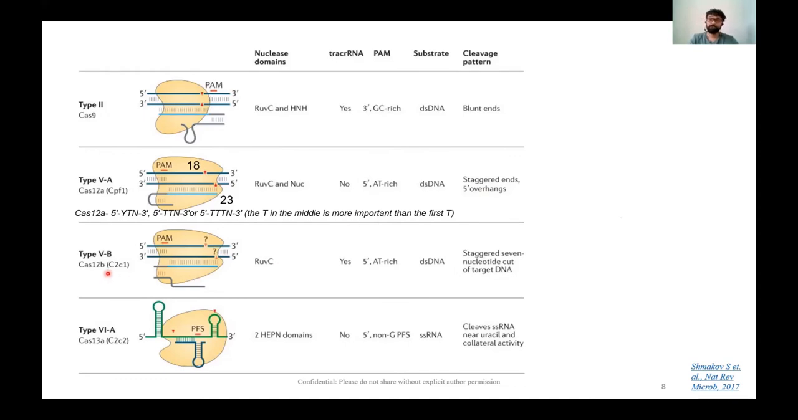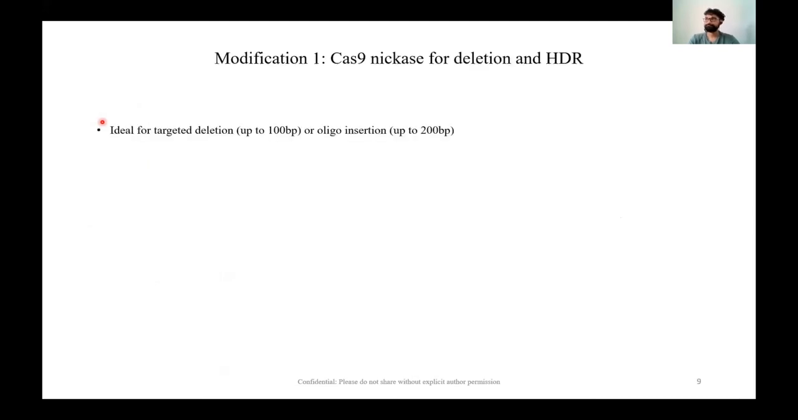Then you have Cas12b, which only has one domain, right? Which means that if it binds, it will only cleave the non-targeting strand. So RuvC basically cleaves the non-targeting strand. The substrate is also double-stranded DNA. And then there's Cas13a, and there have been tremendous updates in the field. However, with this current talk, we will mostly talk about Cas9 nucleases.